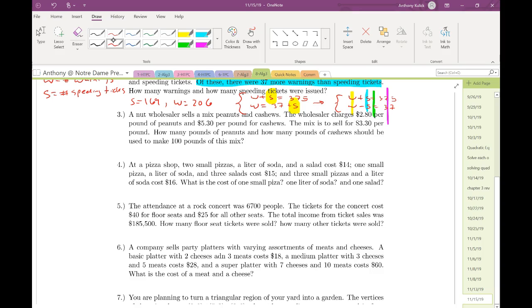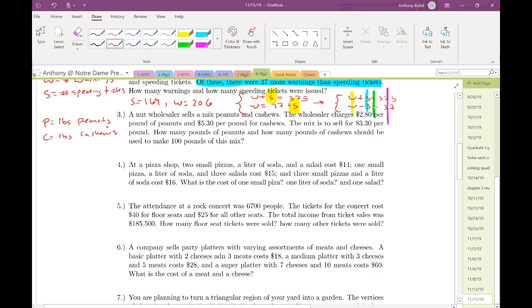So number 3 says a nut wholesaler sells a mix of peanuts and cashews. The wholesaler charges $2.80 per pound of peanuts, $5.30 per pound of cashews, and sells the mix for $3.30 per pound. How many pounds of peanuts and how many pounds of cashews should be made to make 100 pounds of this mix? I'm going to use P for the pounds of peanuts and C for the pounds of cashews.